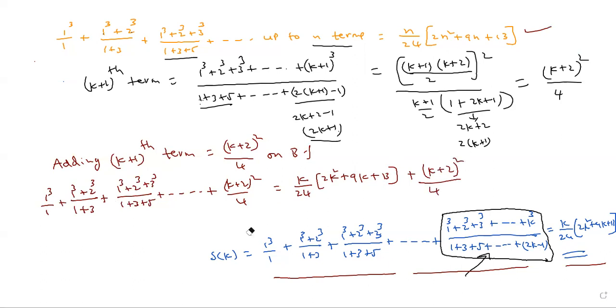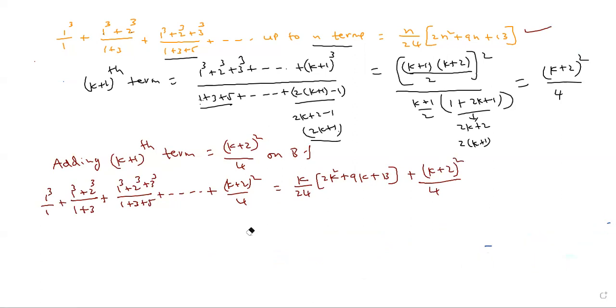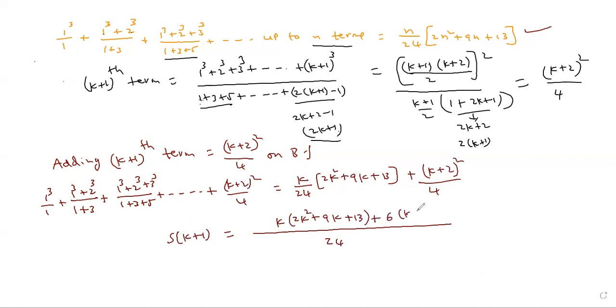By adding k plus 1, the LHS is changed to S of k plus 1. The total LHS S of k plus 1. Only simplify k plus 2 whole square by 4 that we added. What happens in simplification? 24 is the LCM. Here it is k into 2k square plus 9k plus 13 plus here it is 6 into k plus 2 whole square. Okay?